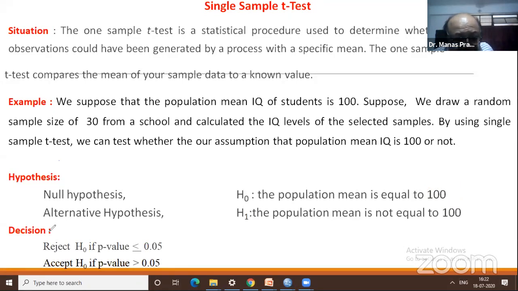Then what is the decision rule? The decision rule will be the same. We reject H naught when the p value is less than or equal to 0.05, and accept H naught when the p value is greater than 0.05. So let us try it in SPSS.